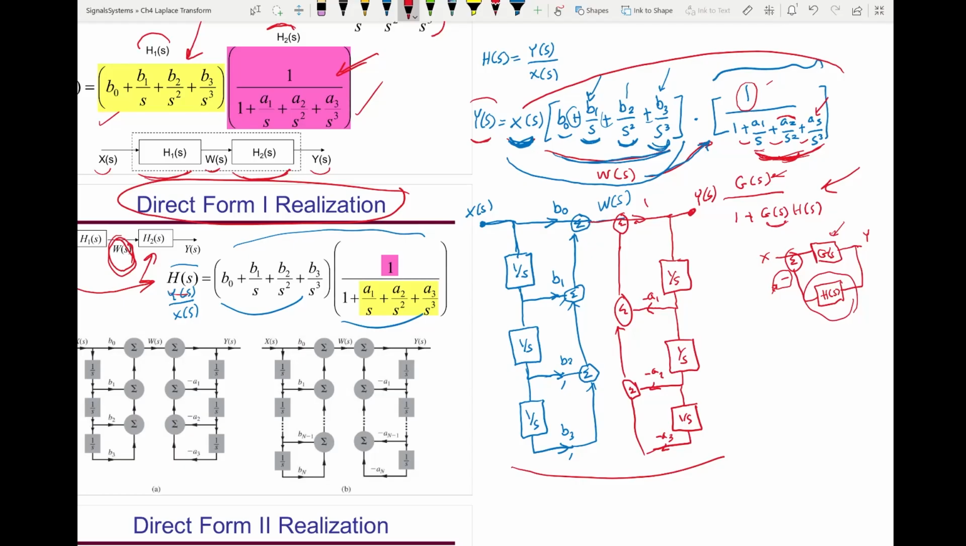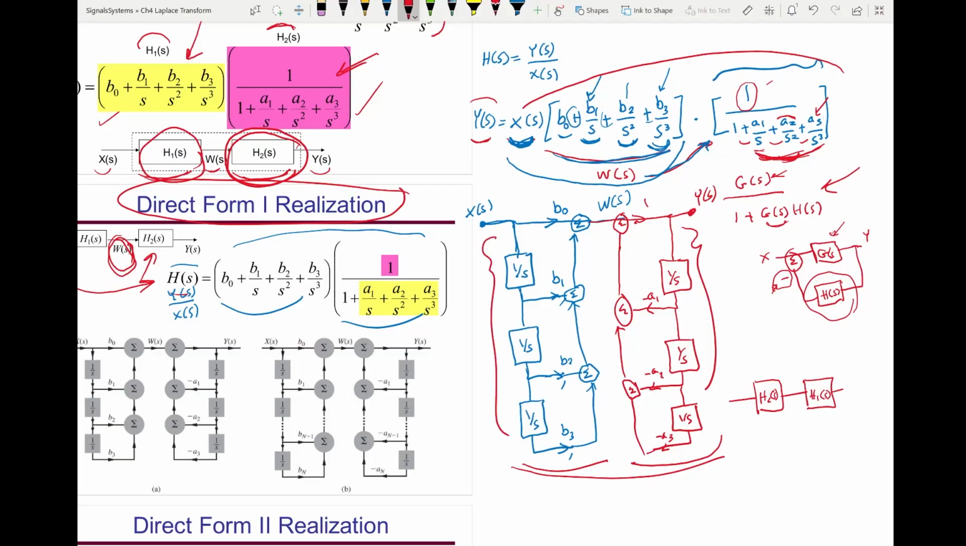build it. And all you have to do is just make this subsystem first, and this is second. That means make this H2 of S come first, then H1 of S second. So your system will be then H2 of S first, which is the feedback, this one, H1 of S, which is this one, second. In equation, it means just change the order of this term with this term.